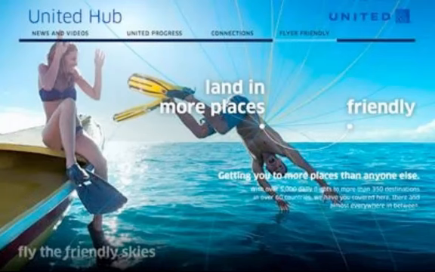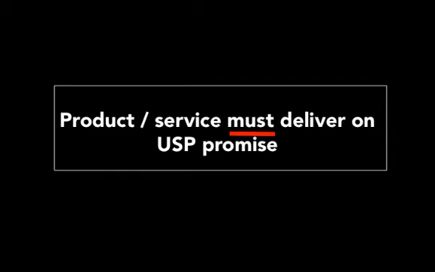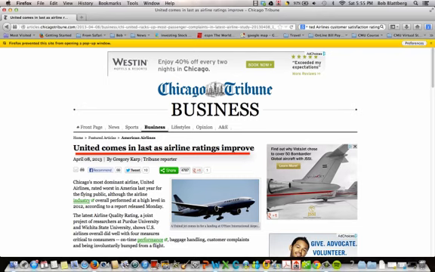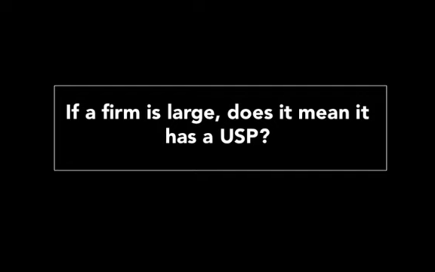Not only must the USP have these 3 characteristics, but the firm must, I'm going to emphasize must, deliver on this promise. And this is where United fails. United cannot deliver on the promise of friendly skies. In fact, its service is very poor, and its service was the lowest rated of any major airline in 2012. United Airlines is successful, and you should be asking, doesn't that in and of itself indicate it has a USP?